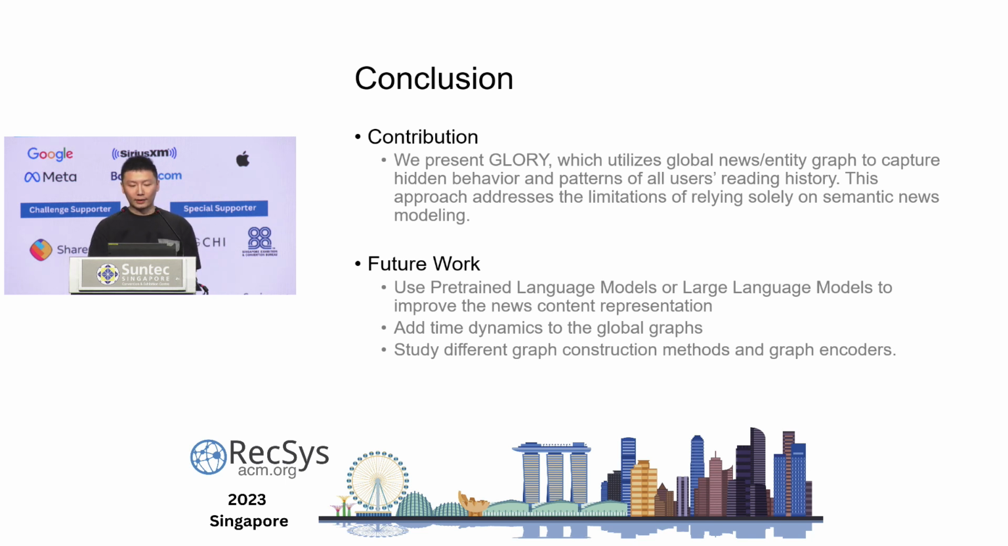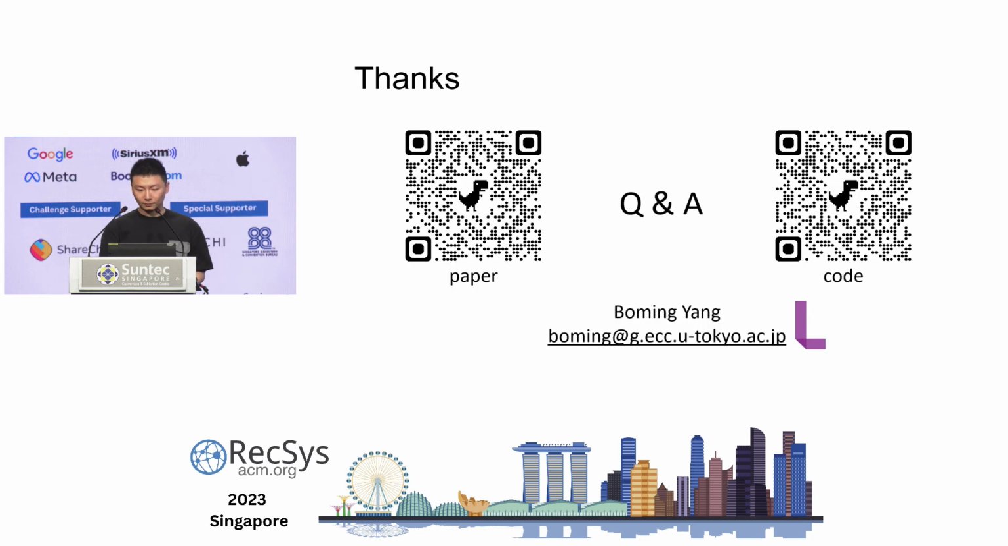And I think there are 3 directions for future work. First, we can use a pre-trained language model or large language model to improve the news content representation. And also, in the online test, time dynamics are very important, so we can add dynamics to the global graphs. And third, we can study more complex or different graph construction and subgraph extraction methods, and also choose different graph encoders to find a more effective graph encoder for this task.